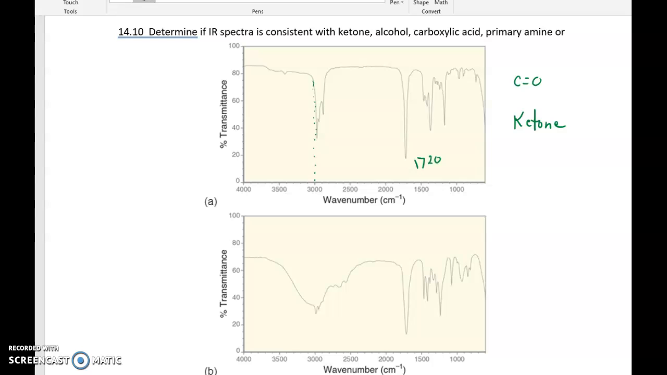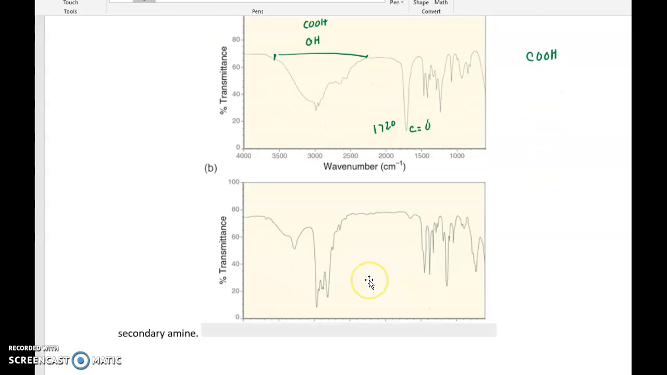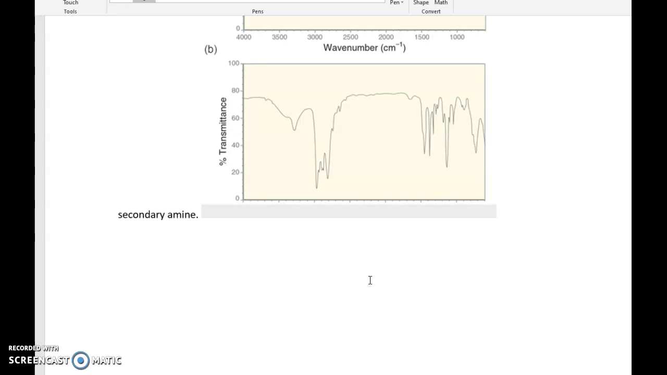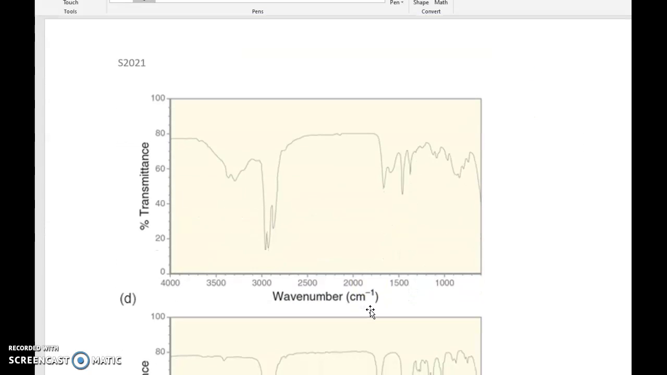The next one, we have the hairy beard. So this is the hydroxy that's associated with the carboxylic acid, and we have the strong signal at 1720 we're expecting to get. So this is the carboxylic acid. This is going to be an amine. This is also an amine. This is a primary amine.